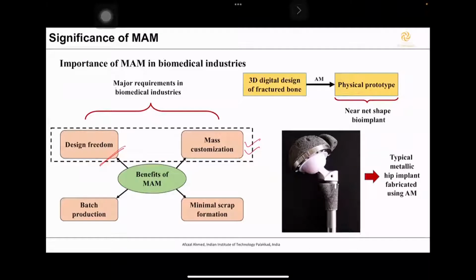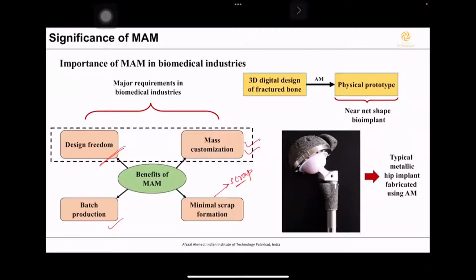The demand is very customizable, so you have to be very flexible in making such implants. Then again, batch production, definitely, because AM provides you components in batches only. You cannot do mass production in additive manufacturing, and the demand in the implant industry is batch production only. You need one or two specific implants, and then you have to change the whole settings and do it for a separate person separately.